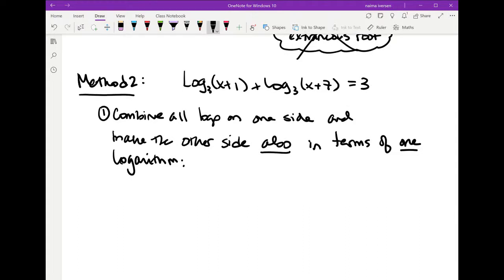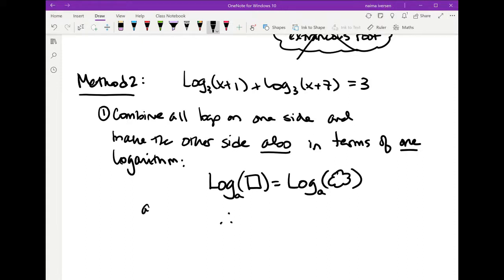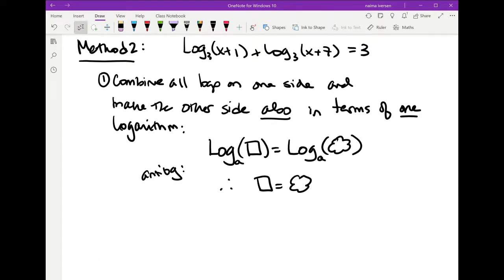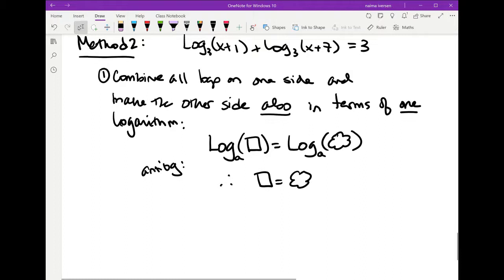Essentially, what you really want to get is log of something is equal to log of something else. Oh, happy cloud. Okay, so the log of this is equal to the log of this, and it doesn't matter what the base is as long as they match. And therefore, by anti-log or comparison, we could say that the square and the cloud would be the same thing. That is the idea behind this one. Maybe just one step.